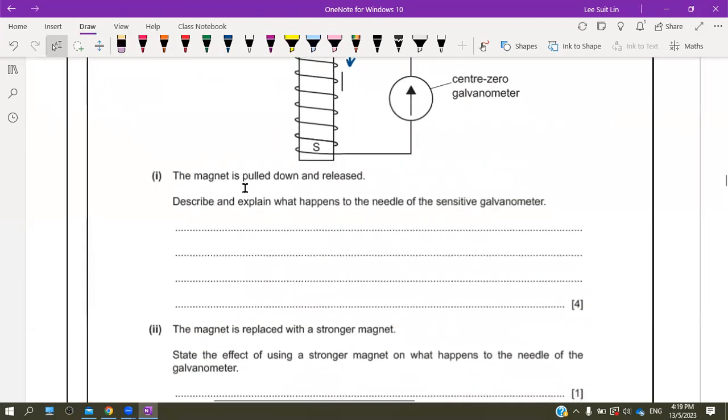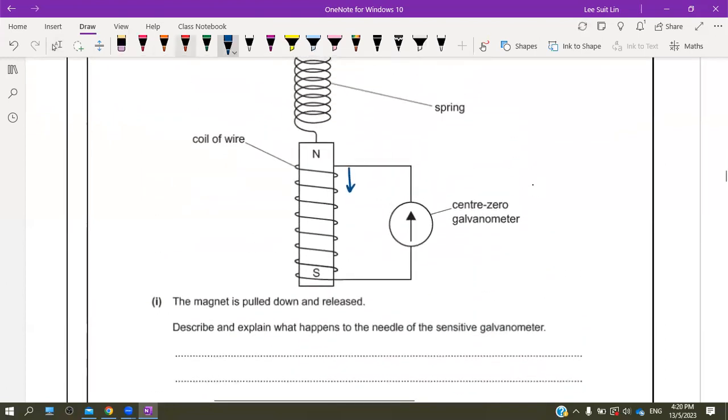So in this question, it says that the magnet is pulled downwards and then released. Describe and explain what happened to the needle of the sensitive galvanometer. So if we imagine that there are magnetic field lines right here, so I draw a field, North Pole to South Pole. The magnet will oscillate up and down. This coil here will keep cutting the magnetic field lines. So because of this cutting of magnetic field lines, there is induced EMF. You can write that down as part of Faraday's law.